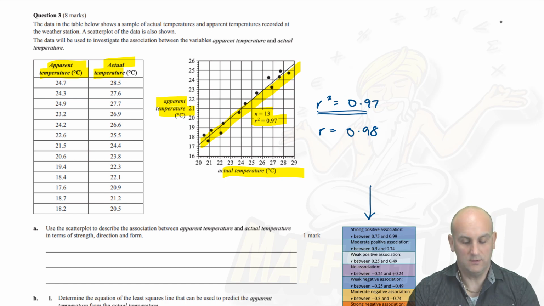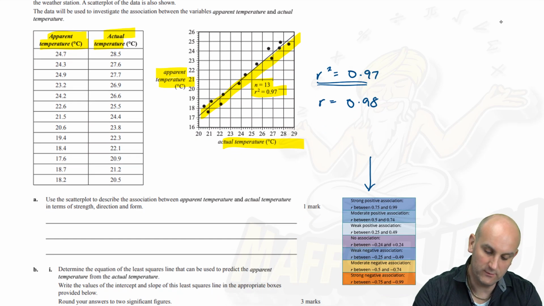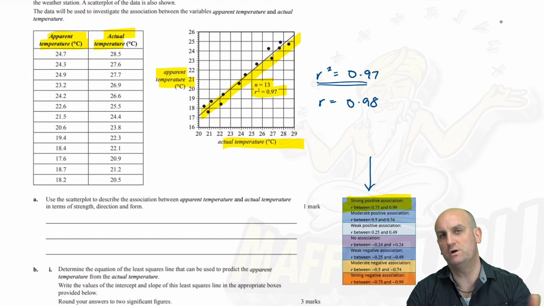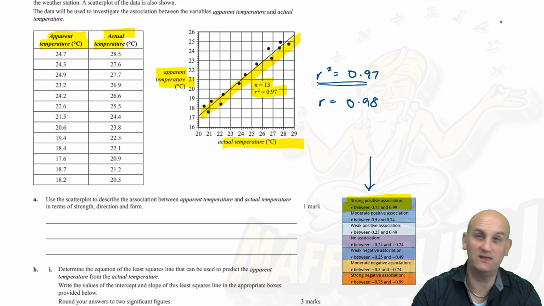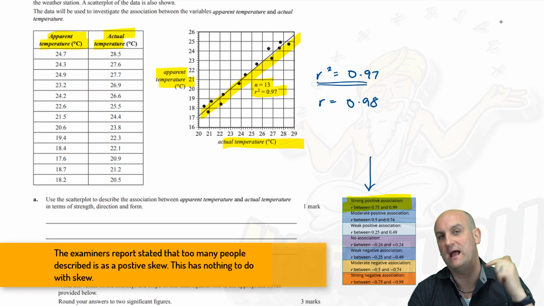What do I do now? Well, ultimately, just look up where does that value fit on my table, my reference table, which should be in your summary book. And there we go. We have a strong positive association. Now, is that giving me all the information I need? Sadly not, because I need to do strength, direction, and form.